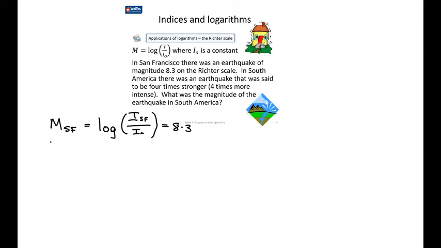We've also got some information about the earthquake in South America, using the same formula: the magnitude is equal to the log of the intensity in South America divided by some constant. And that's something that we don't know. But what we also know is that the intensity in South America is equal to 4 times the intensity in San Francisco.